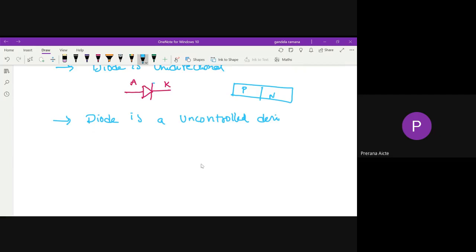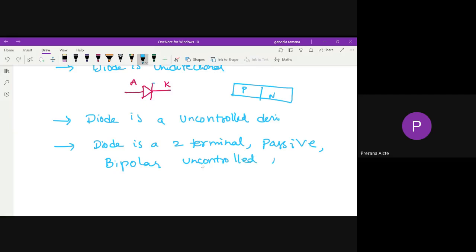So finally, diode is a two-terminal, passive, bipolar, uncontrolled electronic device. So these are the basics, very important. Where can diodes be used? Rectifier circuits, clippers and clampers, regulators, function generators. In those places we use the diodes.